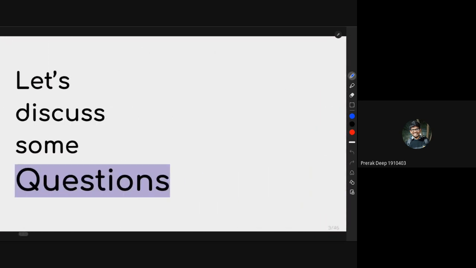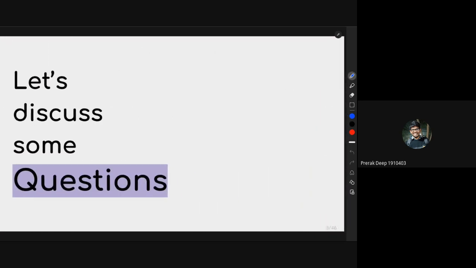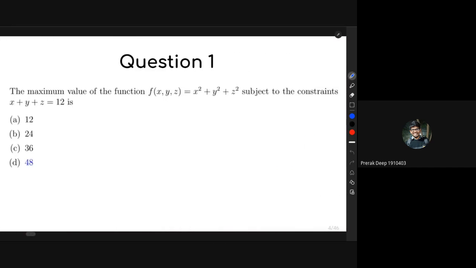Let's discuss some questions. Time for discussion. So this is the very first question. It is on the Lagrange multiplier principle. I will not go into the detail of Lagrange multiplier, but you can think of it as a way to find the maximum value or minimum value of a function, in particular, the extreme values of a function satisfying some particular constraint.